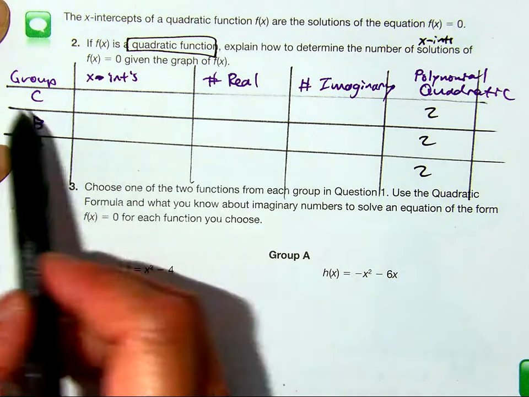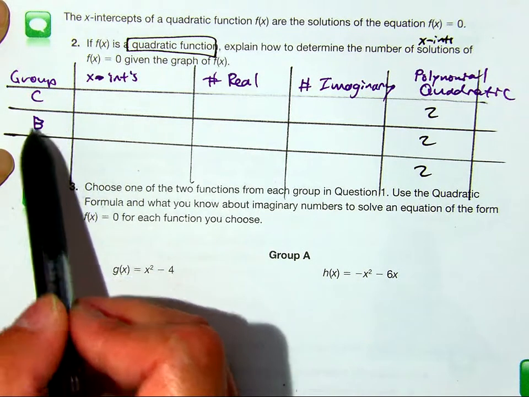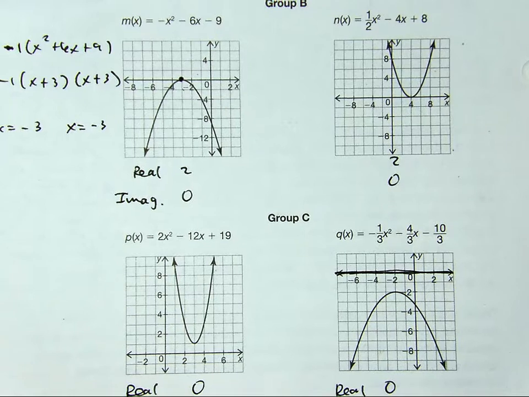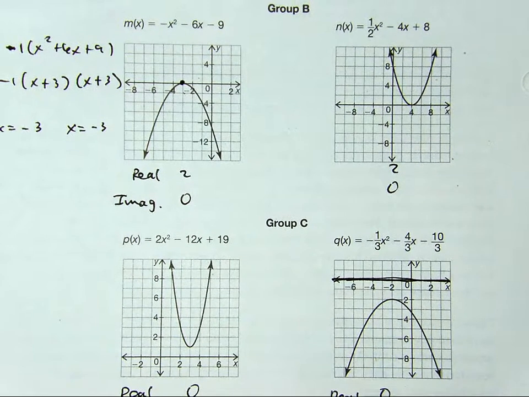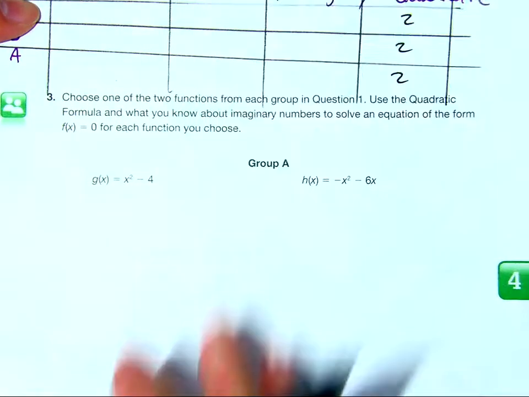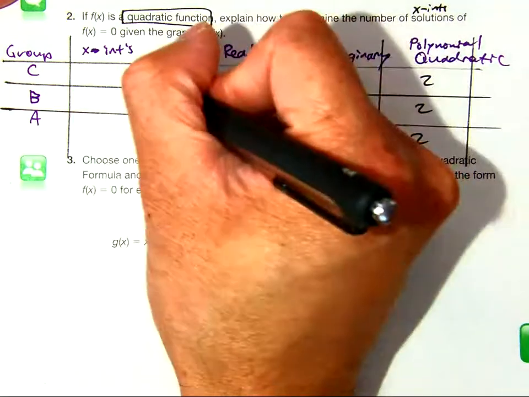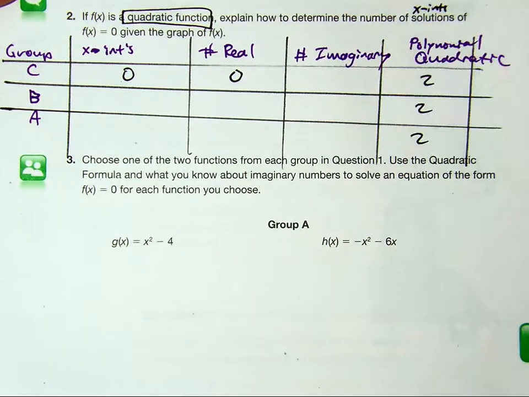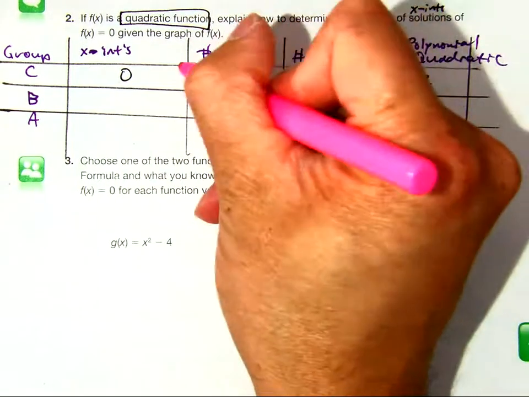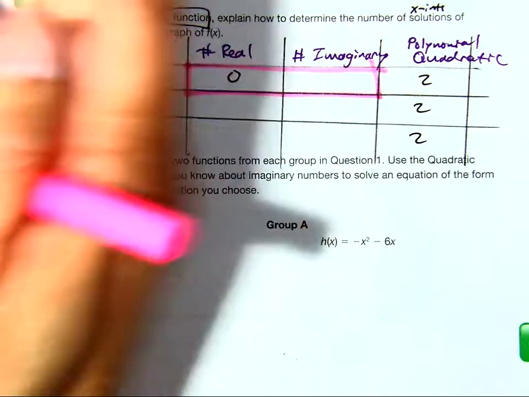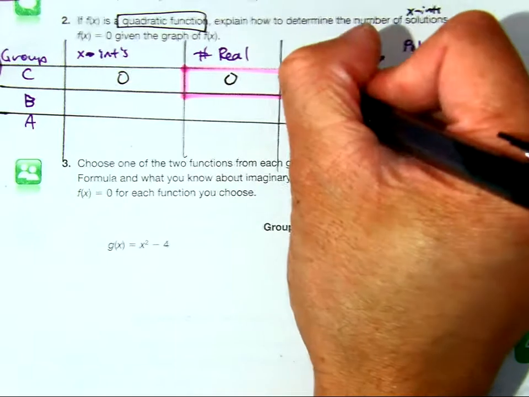Let's look back. In group C here, we had the number of reals was 0 and 2. Yes? So the number of x-intercepts were 0. That tells us the number of reals, where it didn't cross. And if I look at these 2 boxes here, in group C we had 2 imaginaries, so 0 plus 2 equals 2.